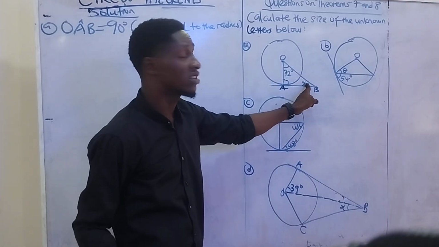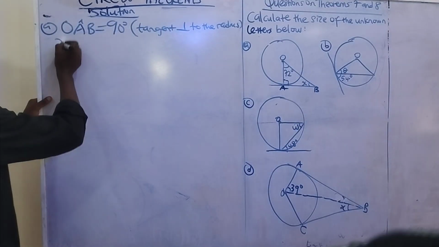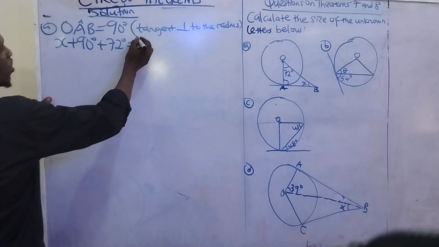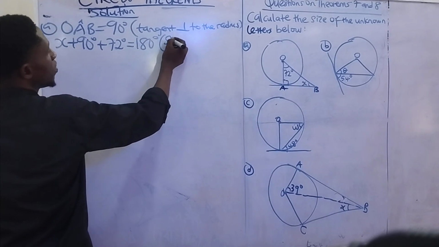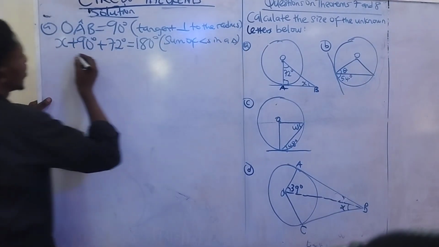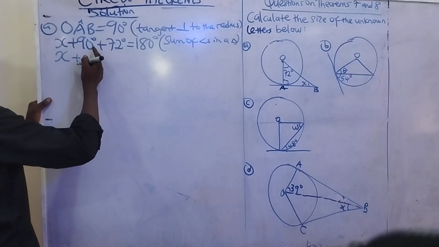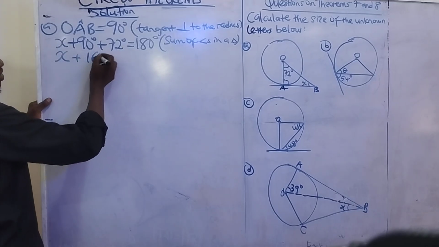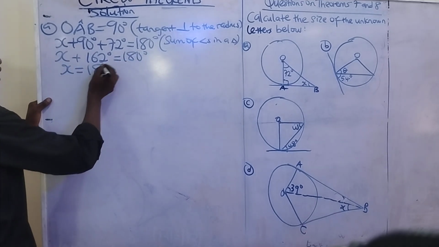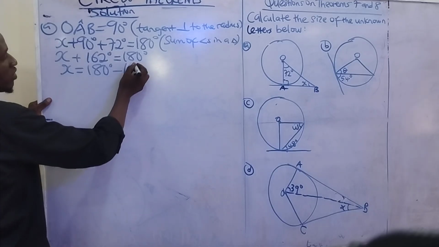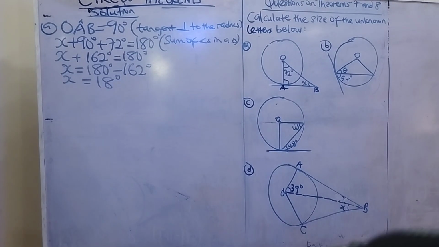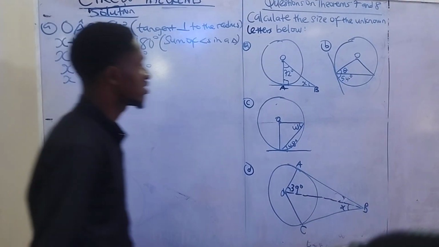So this is a triangle. To get this unknown letter is very easy. So we have x plus 90 plus 72 is equal to 180, the sum of angles in a triangle. So x plus 90 plus 72 is 162 degrees. You collect like terms: 180 minus 162. So our x is 18 degrees, as easy as that.